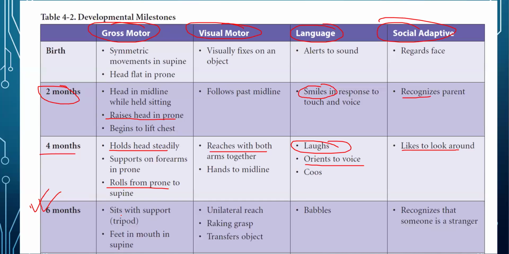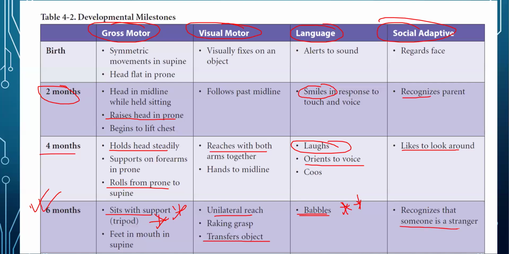6-month child start to sit with support. Okay, so sitting with support is 6 months, that's important. And they can start to transfer object, especially with one hand. Okay, so they can reach towards an object using one hand, so unilateral reach. And sometimes they can start to transfer object from one hand to another. And 6-month-old start to have unrecognizable or incomprehensible sound, which is bubbling. So bubbling start at 6 months.